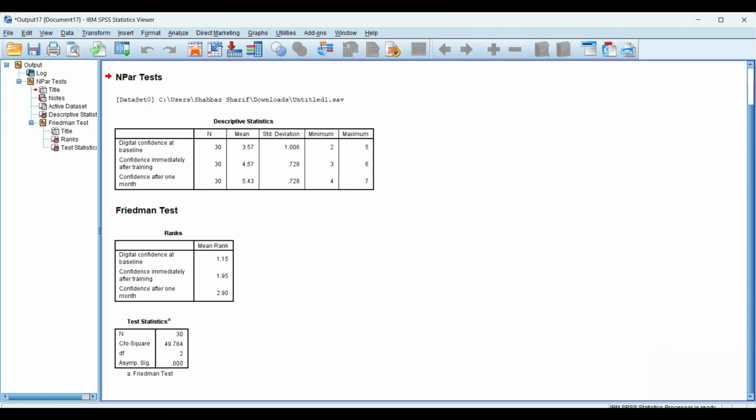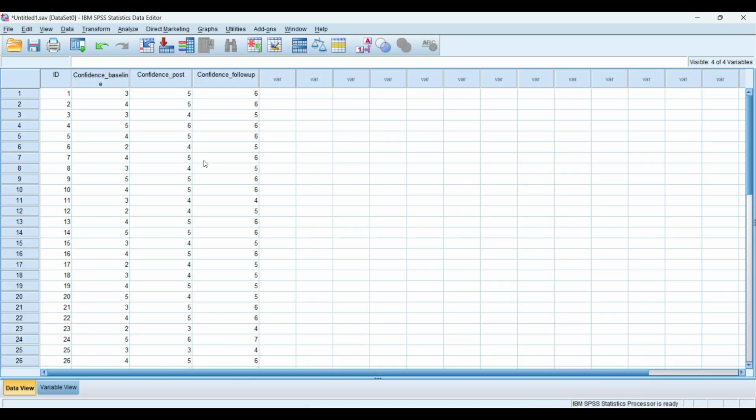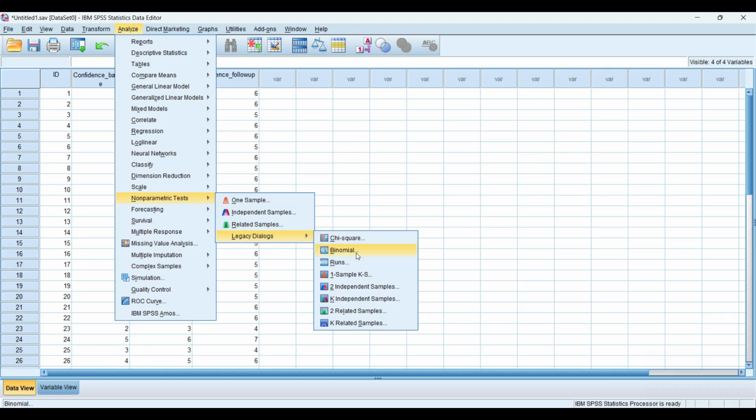So now we will do the post-hoc test using the Wilcoxon signed rank test to compare baseline with immediately after training, immediately after training with after 1 month, and as well we will compare baseline with 1 month. So we will go to Analyze and then click on Non-parametric Tests, then Legacy Dialogs, and then 2 Related Samples.